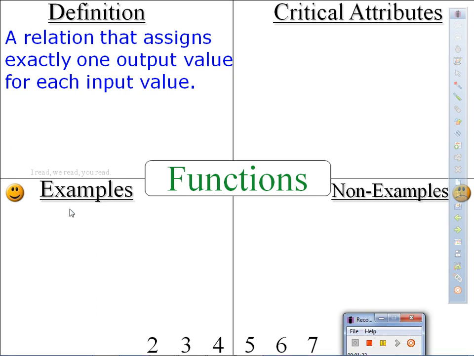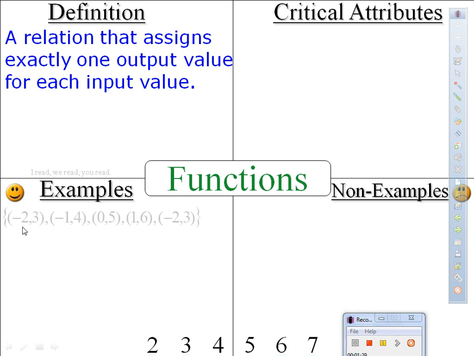Copy this example down. Number 1, it's a relation. Open bracket, parentheses, -2, 3, comma, the other ordered pair is -1, 4, comma, the other ordered pair is 0, 5, comma, the other ordered pair is 1, 6, comma, and the last one is -2, 3. Cool. Next example, here it goes.